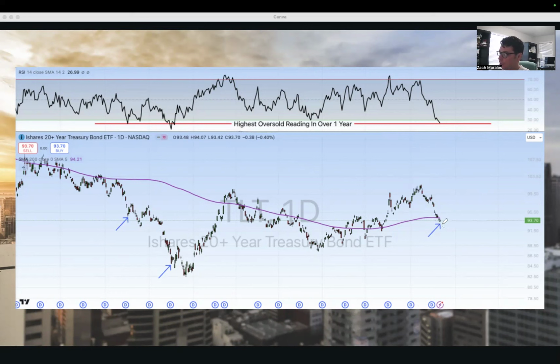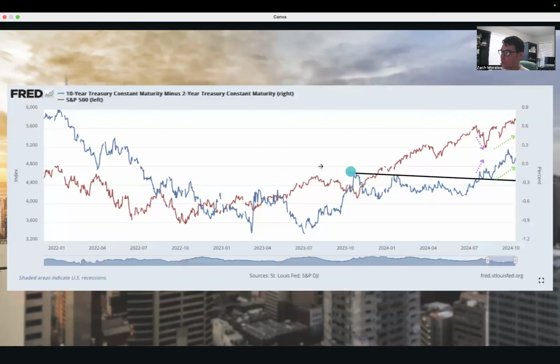But we really need that to turn into more than just a dead cat bounce and really stay above this 200-day moving average. If we do a little moving average shuffle here and then continue heading lower, that's definitely a possibility. And there are some reasons to think that could perhaps happen. Now, why has TLT been dropping so much?